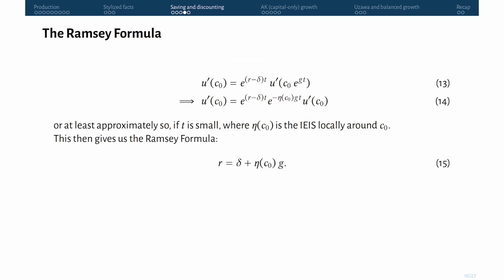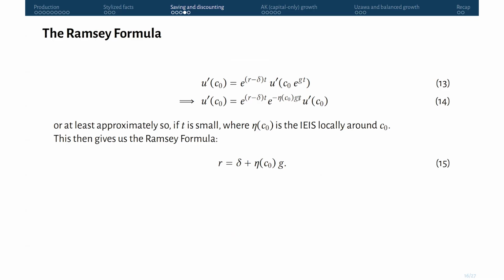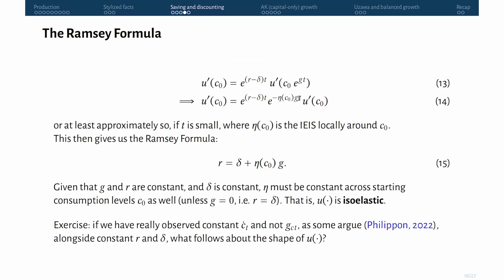Just looking at line 14 there, if we know that r and delta are constant, interest rate by the Kaldor facts, constant delta by the time invariance and consistency assumptions, that means that eta is also going to have to be constant. The last ingredient is that G is also constant, as we've seen, because output's growing at a constant rate and the savings rate's constant, so consumption's growing constantly. See that? Eta has to be constant, and we know what it has to be. It has to be r minus delta divided by G.